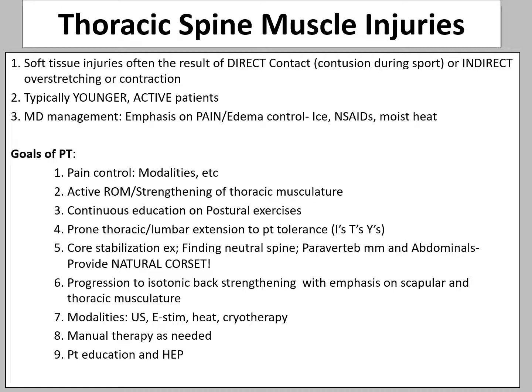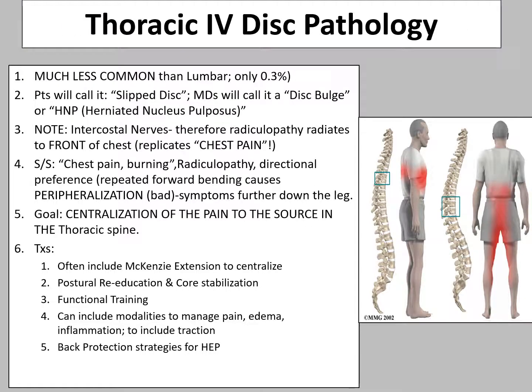We may need to do some manual therapy, doing some soft tissue work to help release maybe any muscle that might be in spasm, and again we're going to educate our patients in a home exercise program. We can also have a herniated disc or disc pathology in the thoracic spine, although it is much less common than occurring in the lumbar spine.